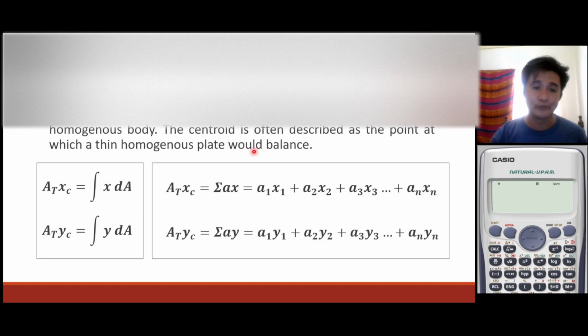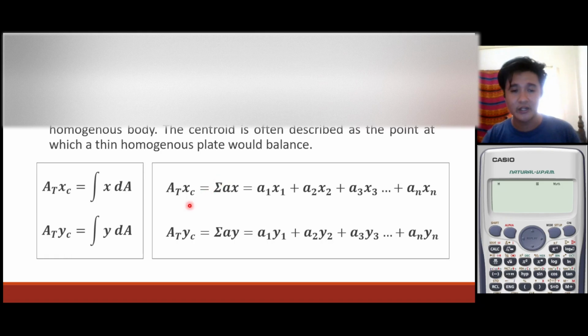Okay? So, pag sinabi nating centroid of an area, yung equation natin for that is just equal to yung total area times yung x distance ng centroid natin. And that is equal to yung integral ng x distance times yung differential area. Okay?